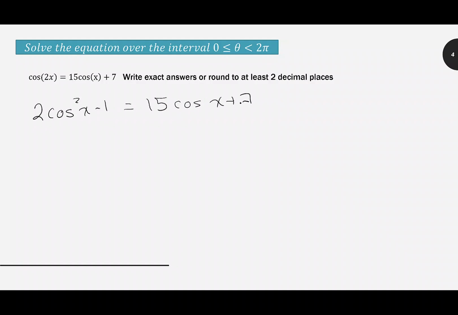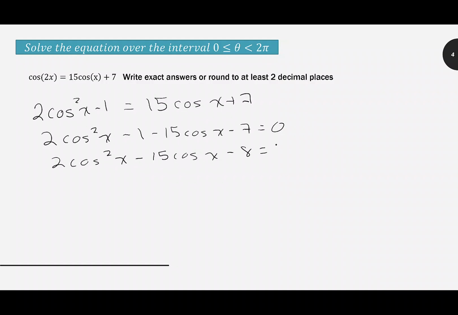I'm going to bring everything to the left side. I have 2 cosine squared x minus 1 minus 15 cosine x minus 7 equals 0. This simplifies to 2 cosine squared x minus 15 cosine x minus 8 equals 0.